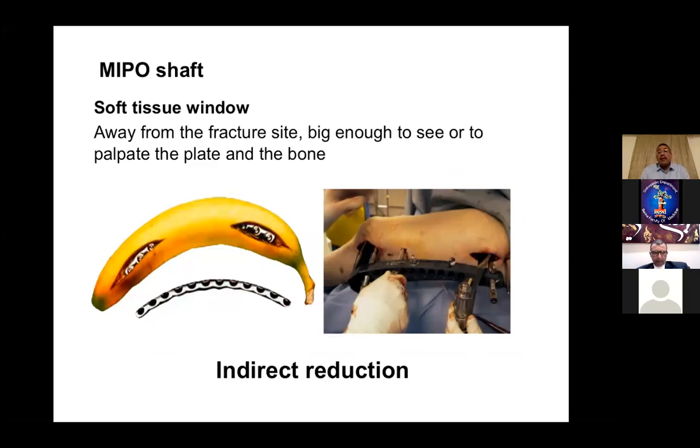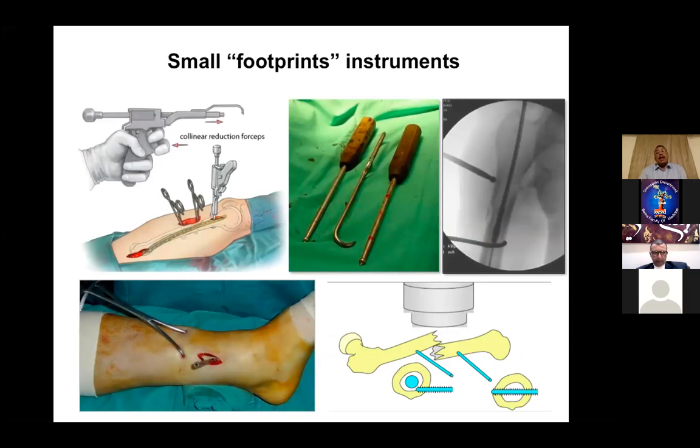The second one, on the shaft side, we should have a soft tissue window that will enable us to centralize the plate on the bone. Otherwise, we will have troubles. We will discuss later. We have now what are called small footprint instruments in order to help you to achieve reduction using minimal invasive techniques, like minimal invasive plating, closed nailing.